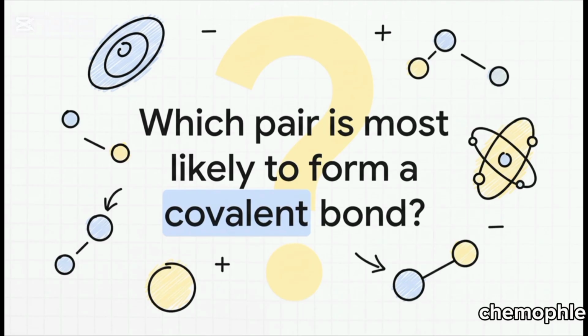So, let's put that to the test. Take a look at these pairs. Which one do you think is most likely to team up and share electrons? Just remember the rule. Sharing happens between two nonmetals.